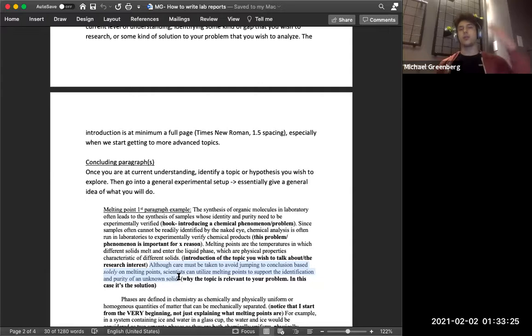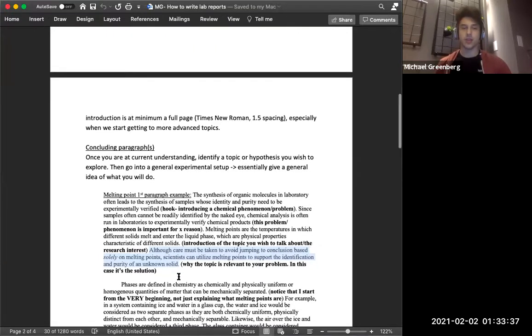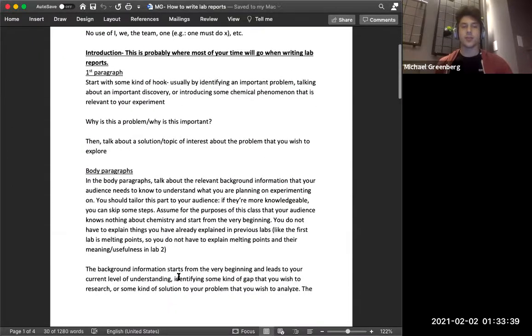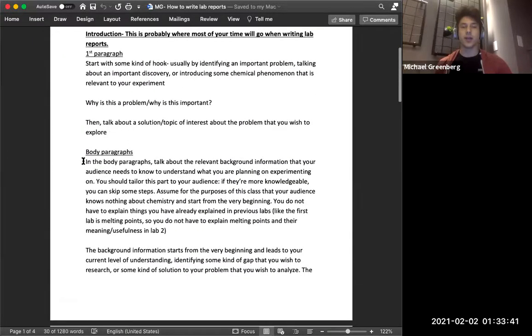Bingo. We have a problem. This is why the problem is relevant. Here's why the subject that we're studying is the solution to that problem. Bingo. That's your first paragraph. All right. Then the body paragraphs, you talk about the relevant background information that your audience needs to know to understand what you're planning on experimenting on.